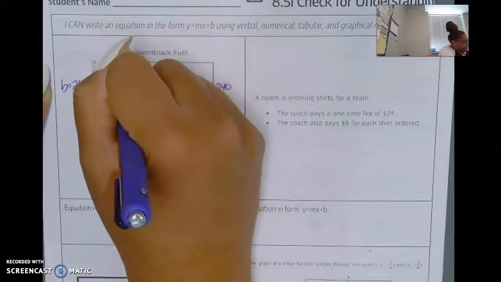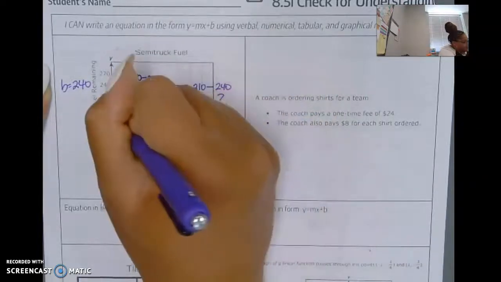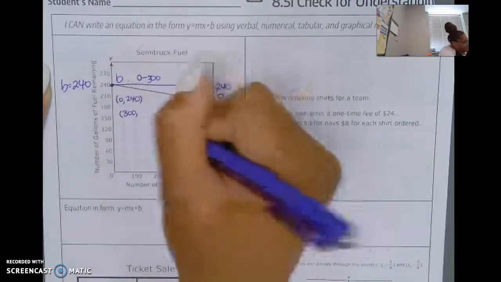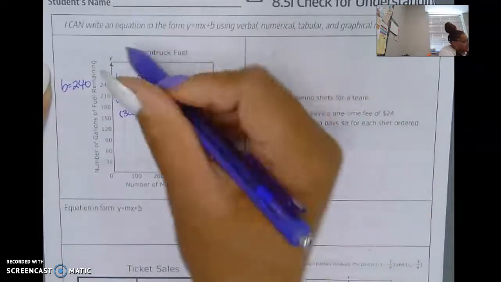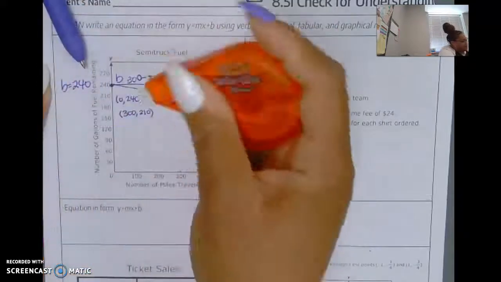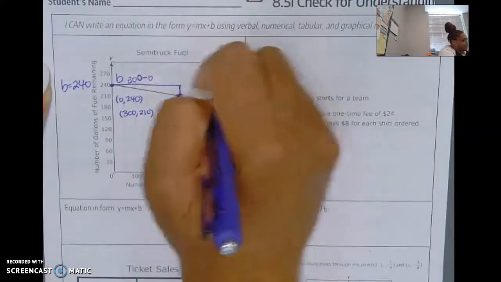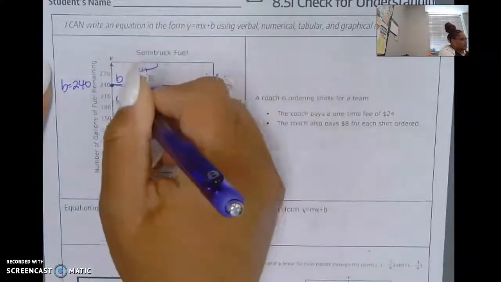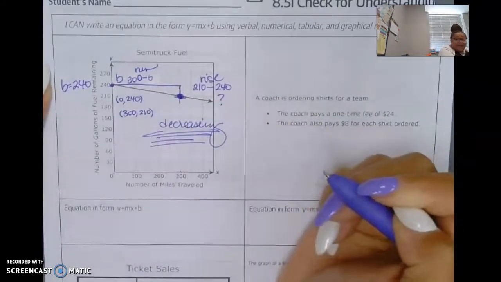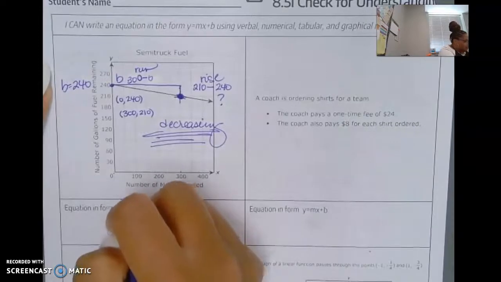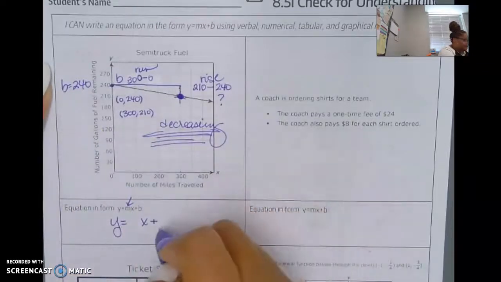Because the first point is 0 to 40. And then my second point is 300 to 10. Did I do that right? No, I had it right. 300 should go first. 100 or 0 goes second. This is my rise. And this is my run. And it's going downward, so it is decreasing. Keep that in mind. And then you're going to put y equals whatever your rise over run is, x plus whatever your b is. Okay?